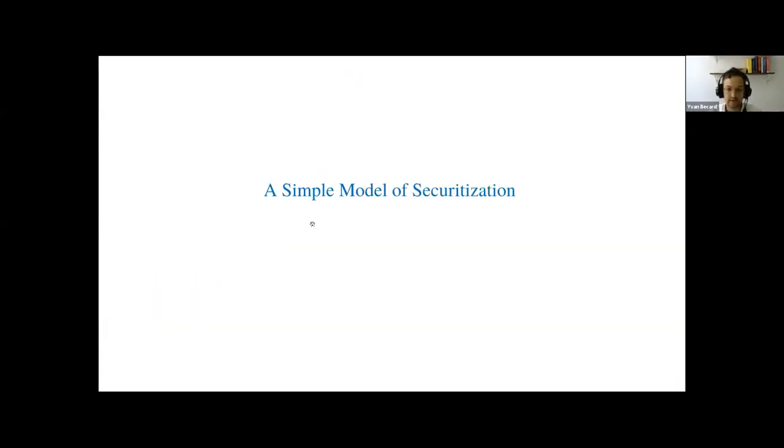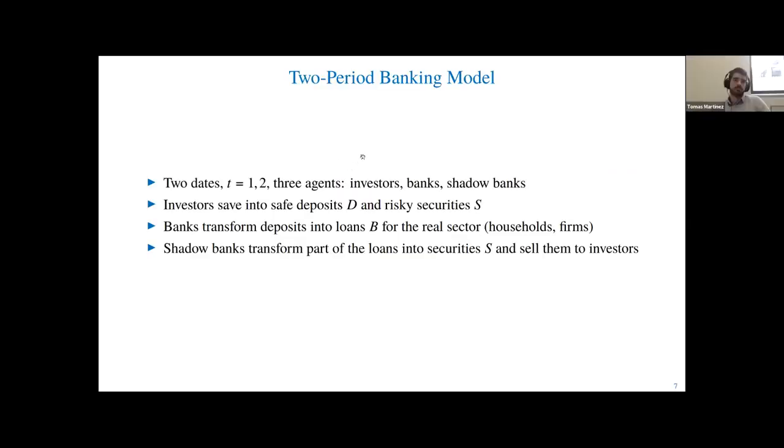So let me describe the simple model here. It's a two-period banking model, and in the interest of time, I will go very fast over the DSGE model. In the two-period banking model, we have three types of agents: investors, banks, and shadow banks. Investors just save. They save into safe bank deposits, either putting their money at the bank or buying some risky asset-backed securities. Banks use the deposits of investors to lend loans to the real sector. We don't model the real sector; we just assume that there's a demand for loans here. In the DSGE model, of course, we'll have households and firms that are the borrowers. And then we're going to have the shadow banks that intermediate.